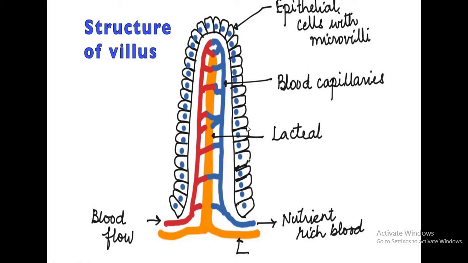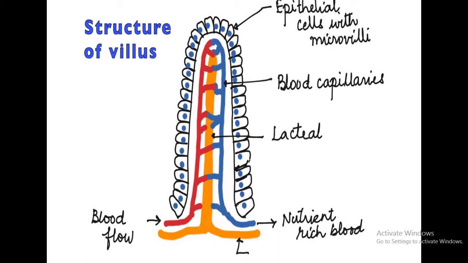Now what are the two structural adaptations of the villus which help in the process of absorption? One structural adaptation is the epithelial cells with the microvilli. These are a single layer of very thin epithelial cells, and the surface also has microvilli, which help in the diffusion of the digested nutrients from the lumen of the ileum to the blood capillaries present in the villus.